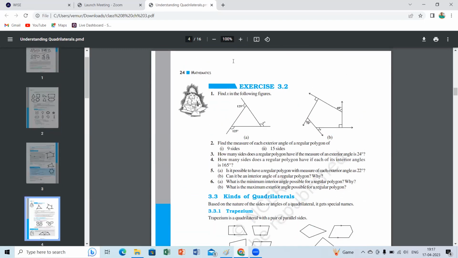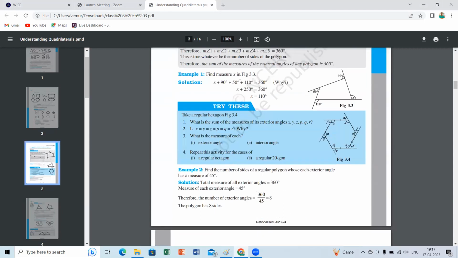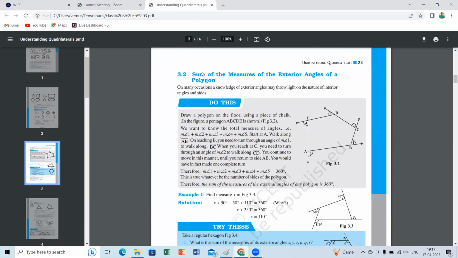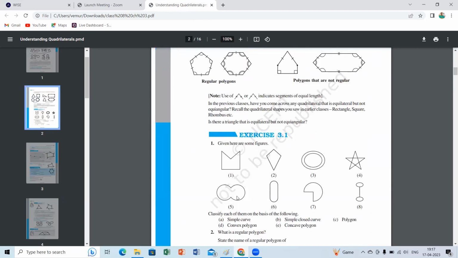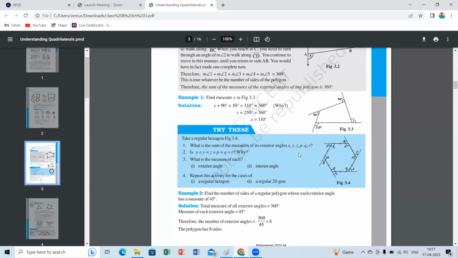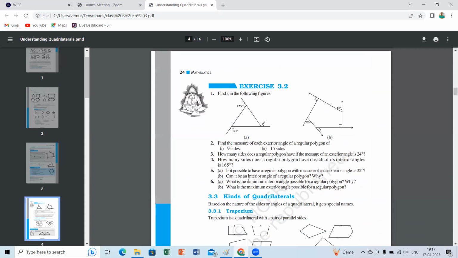Did we discuss exercises, children? Not yet. Did we discuss exercises or not? Ma'am, we did only the first one. Second, we did not start anything, right? Okay. What about exercise 3.1? We did not do that also. We need to start from the second one, from the second bit onwards.